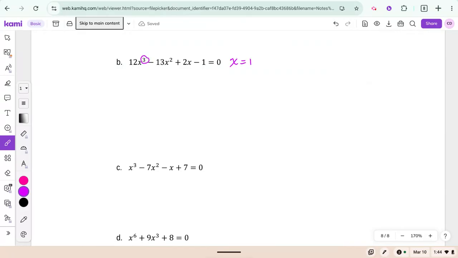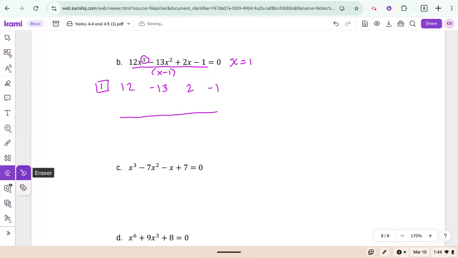This is an x to the third, so I am going to divide this by the factor x minus 1, and I do that with synthetic division. I put a 1 in the box. I put the coefficients. We know it's positive if you don't put a negative. All right, everything's in order.